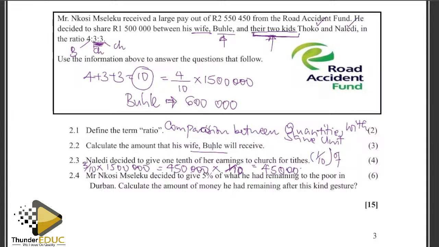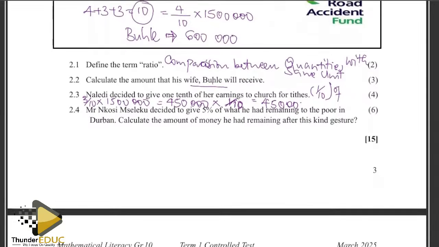Okay, after giving out to the poor, how much does he remain with? Remember, he had 2,555,450. Then he gave the children and the wife 1.5 million. So how much does he remain with? He remains with 1,055,450. This is what he's remaining with.